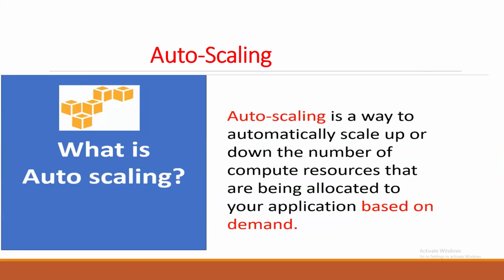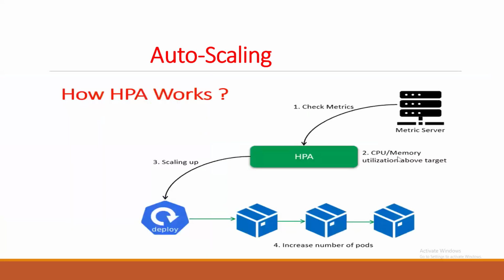Autoscaling is a way to automatically scale up or down the number of computer resources allocated to your application based on the demand. How HPA works: there is a metric server. The metric server will check the memory and CPU utilization on the target. If the memory and CPU utilization is very high, it will automatically scale up the pods, so increasing the pods.